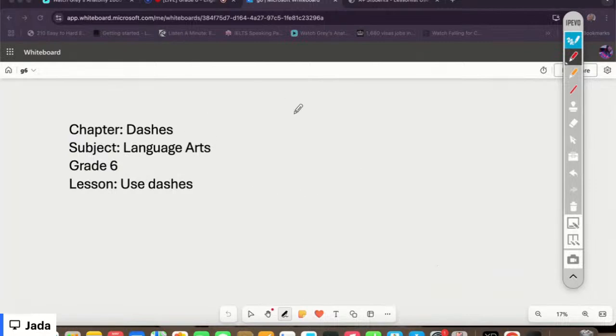Today we will have dashes. First, you have to log in using aplusstudent.com. Click on your name, move on to language at grade 6. The chapters, dashes, and the lesson will be used, okay? So we will start now.